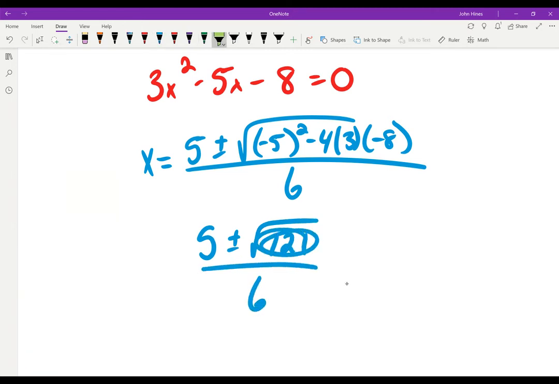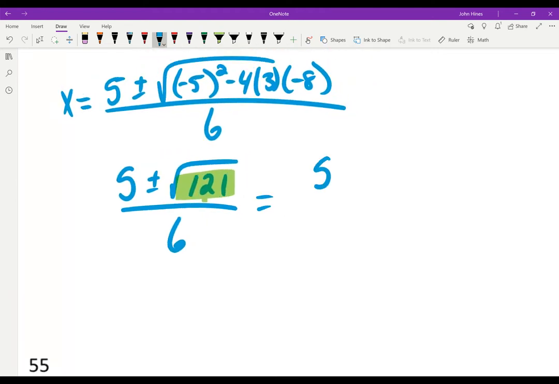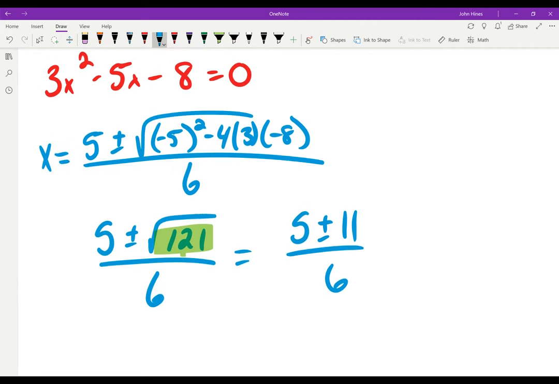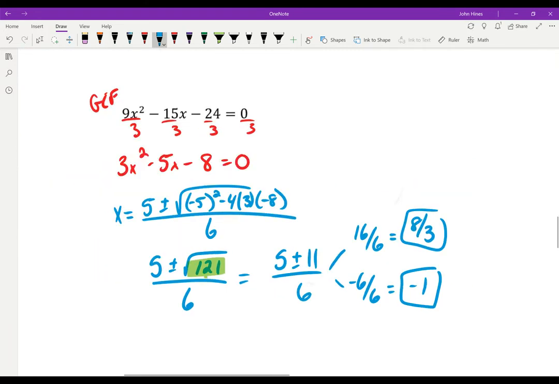This guy right there, that was supposed to be a highlighter. This guy right there is a perfect square. What is it? It's actually 11. 5 plus or minus 11 divided by 6. So let's see what our answers are. 5 plus 11 is 16 over 6. 16 over 6 simplifies down to 8/3. Or it could be 5 minus 11, which is negative 6 over 6, which is negative 1. So I could have factored.